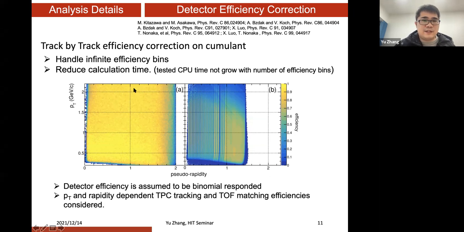As you can see, the efficiency is not uniform, and on the right-hand side you see there are gaps in the efficiency map. So this track-by-track method is necessary to handle the infinite efficiency bins for precise measurement. The second point is that this efficiency correction method can reduce calculation time. The CPU time is tested in the paper. The CPU time will not grow with the number of efficiency bins. So the pT and rapidity dependent efficiencies are used in our analysis.